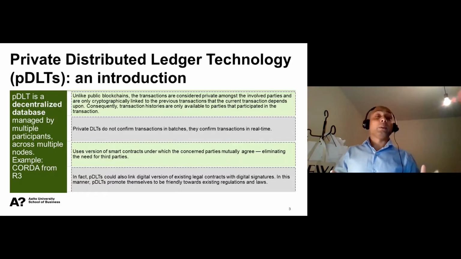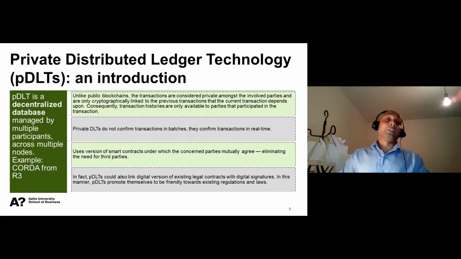What are the main differences between private DLT technologies and blockchain? Number one, unlike public blockchains, the transactions in private DLTs are considered private amongst the involved parties and are only cryptographically linked to the previous transactions that the current transaction depends on. Consequently, transaction histories are only available to parties that participate in the transaction. The second difference is private DLTs do not confirm transactions in batches. They rather confirm transactions in real time.